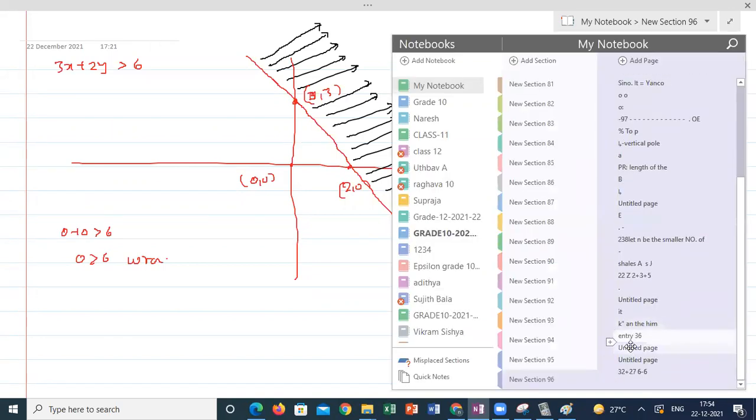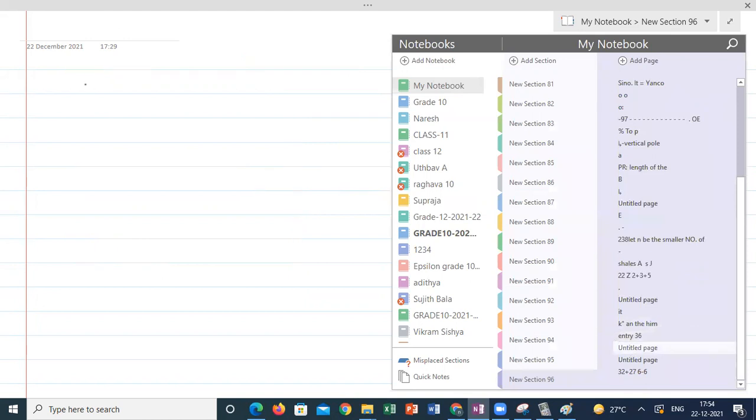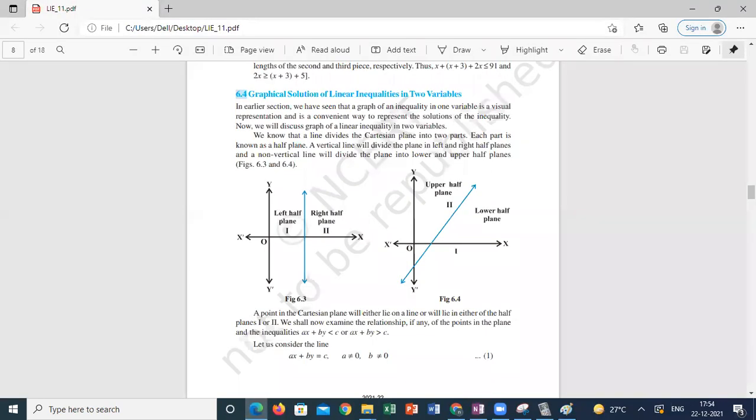We'll meet in the next class in physical space, and we will try to do a little bit more number of questions in the graphical method, with two equations given, not a single equation. Now we are doing only single equations. We can do it for two equations also. We can take one question from the textbook and try to solve it.